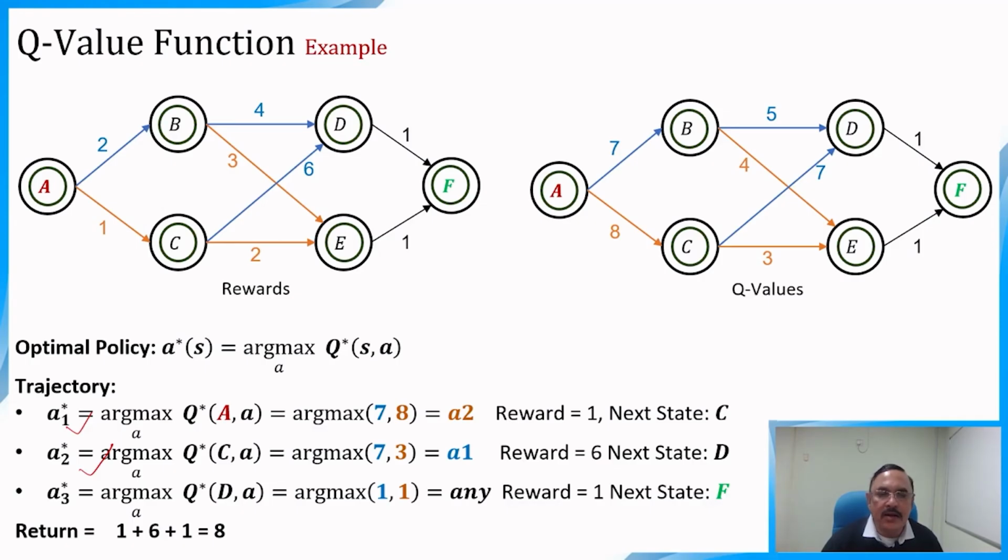From A it will take the action to reach state C, and from C it will take the action A 1 and reach the next state D. From D it will take an action to reach F, and for that any action will reach it. So, the total return is 6 plus 8 in this case.